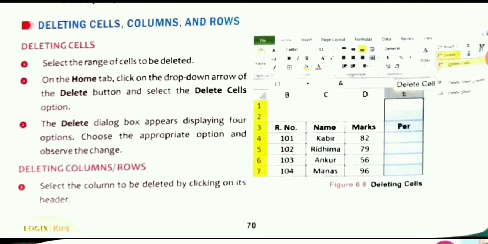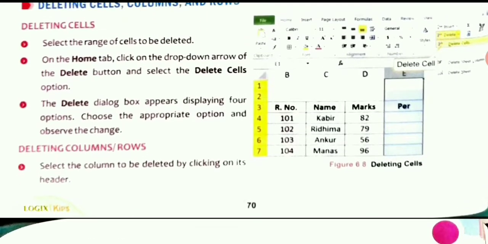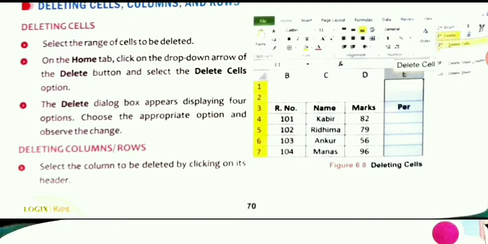Now how to delete cells, columns and rows. To delete cells, select the range of cells to be deleted and just press the delete button. And the second way is, on the home tab, click on the drop down arrow of the delete button and select the delete cells option. The delete dialog box appears displaying 4 options. Choose the appropriate option and observe the change.